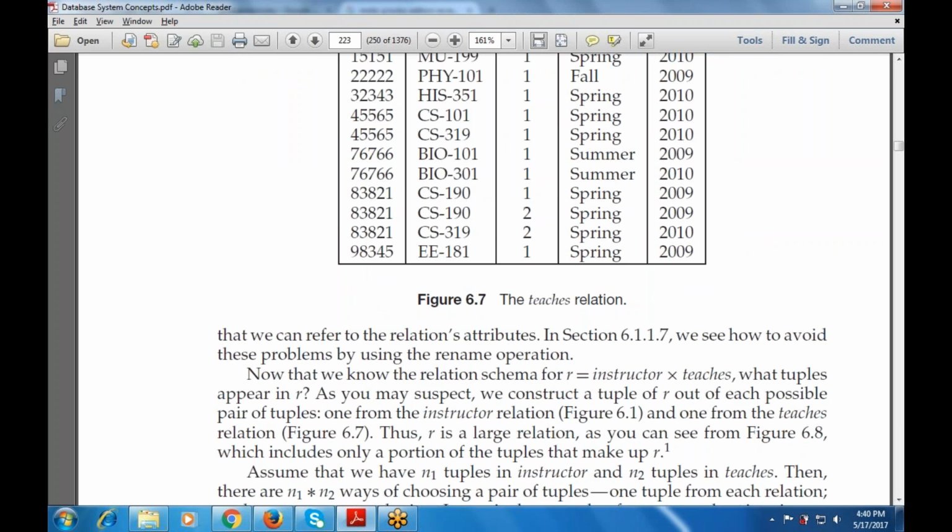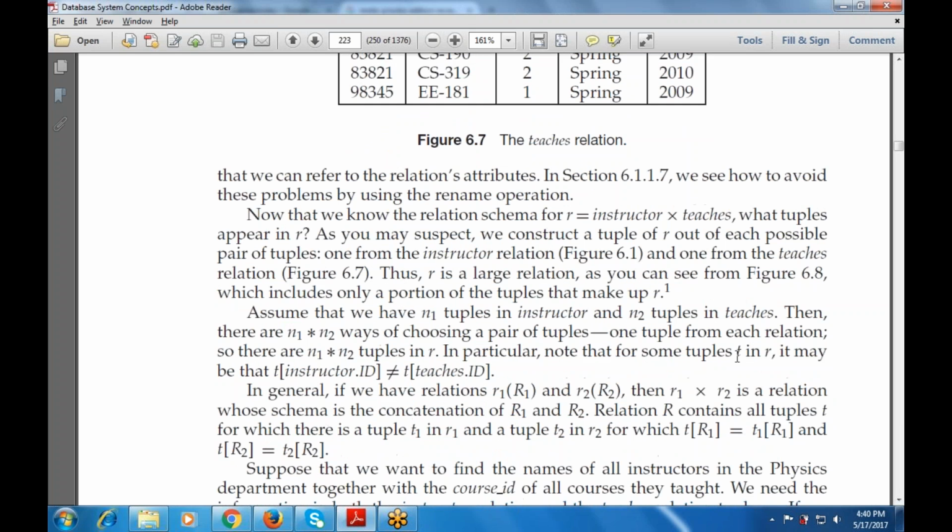Each tuple that appears in R is constructed from a possible pair of tuples, one from the instructor relation and one from the teaches relation. So R is a large relation, and we show only a portion of the tuples that make up R. Assume that we have n1 tuples in instructor and n2 tuples in teaches. Then there are n1 × n2 ways of choosing a pair of tuples, one from each relation, so there are n1 × n2 tuples in R.